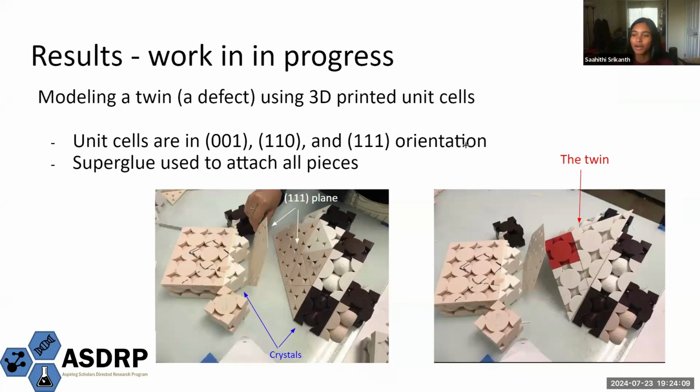It's hard to visualize twin boundaries, so our group decided to build a physical model using 3D printed unit cells. We used FCC, or face-centered cubic, unit cells to replicate the structure of copper. On Prusa Slicer, these unit cells were then sliced into different orientations, like 001, 110, and 111, which were then used in the model. Superglue was used to attach the prints together, replicating the twin boundary. The blue arrows point at 2 crystals, and the surface the white arrows are pointing at is a 111 plane. The twin shown in the leftmost image is mirroring the 111 plane, making it the twinning plane.